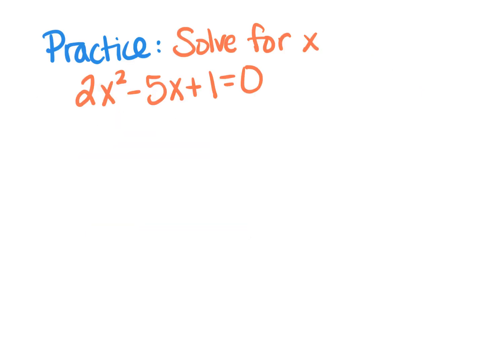We're going to go through another practice problem, and you're going to want to follow along because you're going to be stopped to answer more questions. So we're going to solve for x. We have 2x squared minus 5x plus 1. I'm going to have you identify A, B, and C.